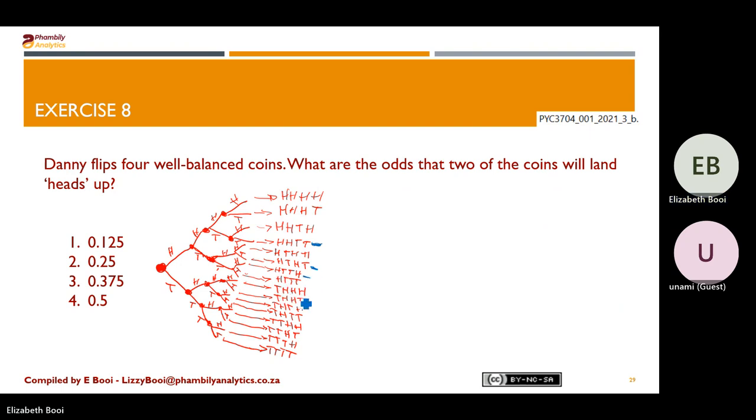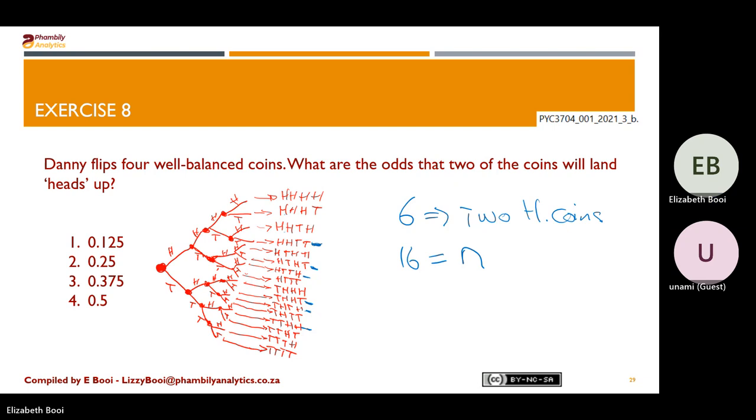Two, there are three, two, two, two, and those are the ones. So 1, 2, 3, 4, 5, 6. Six outcomes with two heads. And the total: 1, 2, 3, 4, 5, 6, 7, 8, 9, 10, 11, 12, 13, 14, 15, 16. 16 is our total outcome.